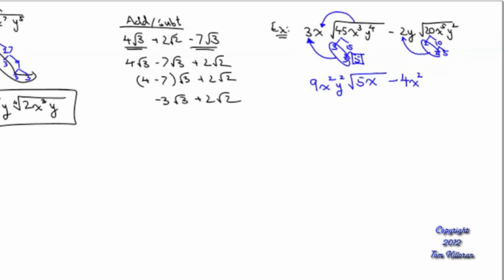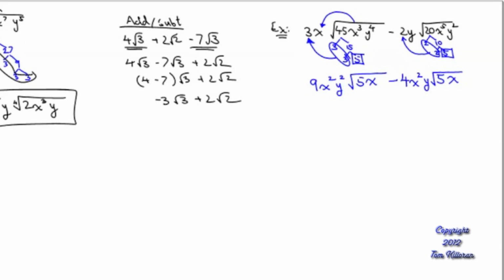Index of 2 goes into y squared how many times? 1 time, so we're going to get 1 factor of y on the outside. Square root of what's left behind? 5 and 1x, because we pulled out all the y's.